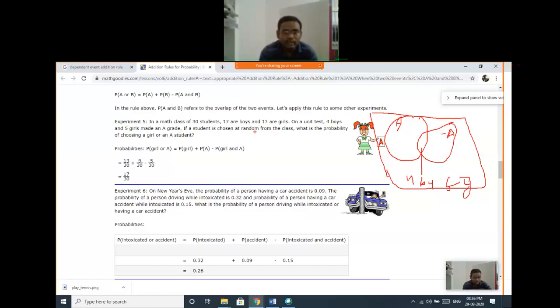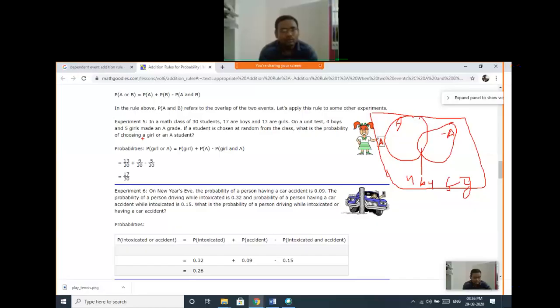If a student is chosen at random from the class, what is the probability of choosing a girl or a grade A student? That means a girl and a grade A student. That is not mutually exclusive, because a girl can also get the grade A. So that's why we have to subtract that probability from here. Okay, because the girl and this grade A are common over here. So you have to subtract 5 by, because there are five chances. So 5 by the total number of students, 30. So the probability is 5 by 30. So you have to subtract that much.